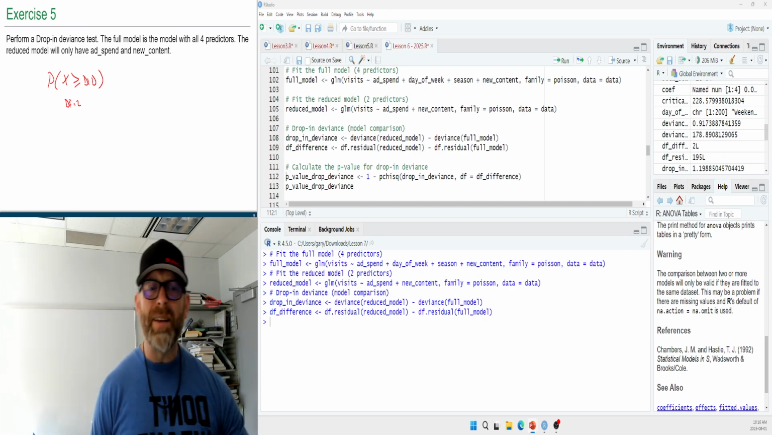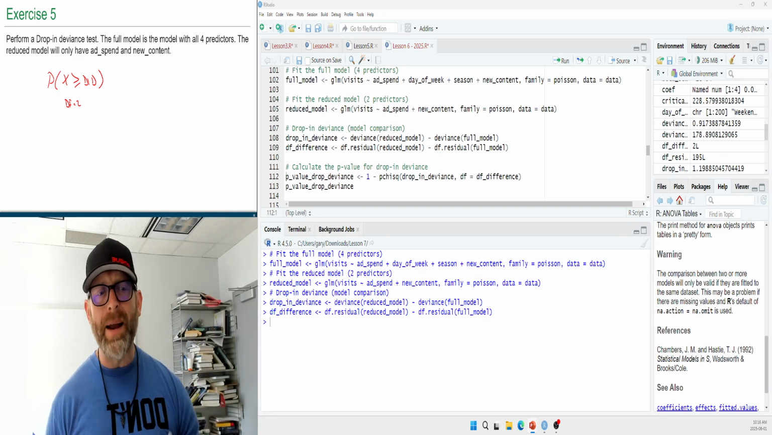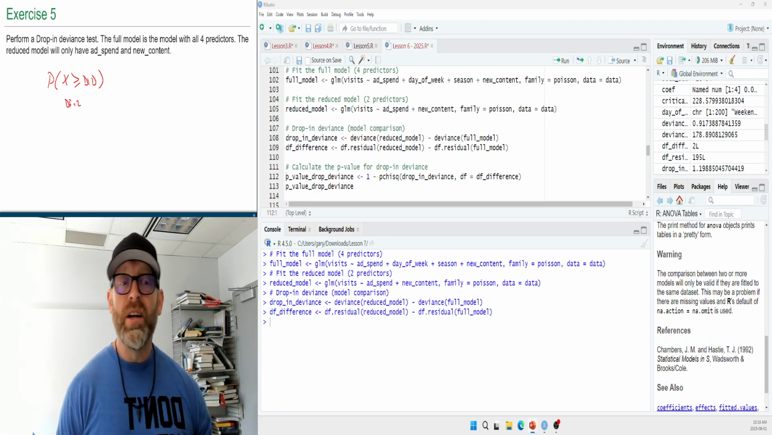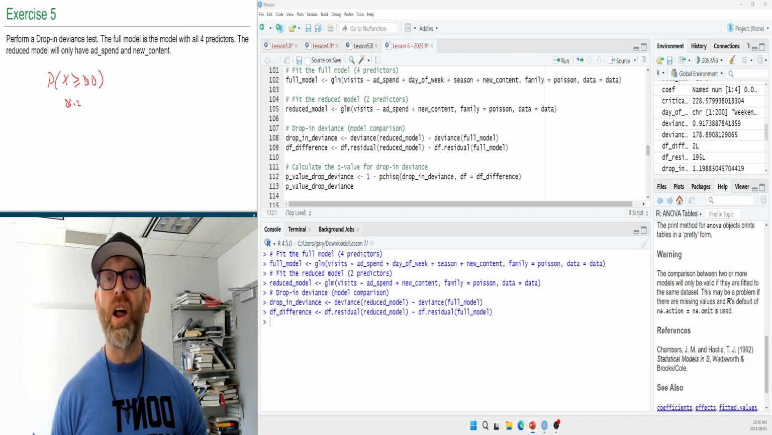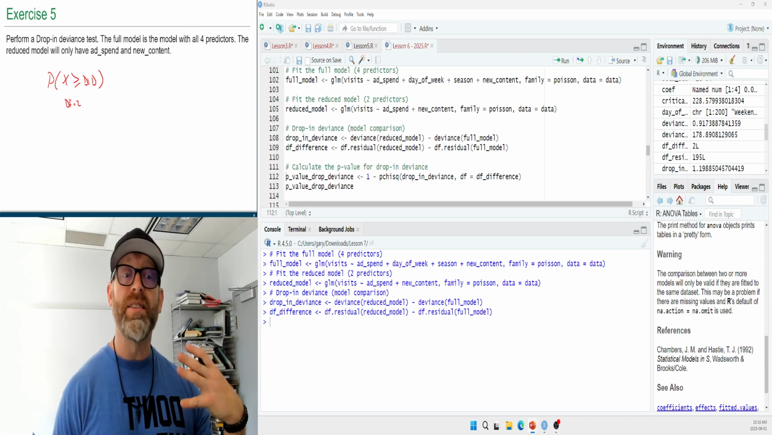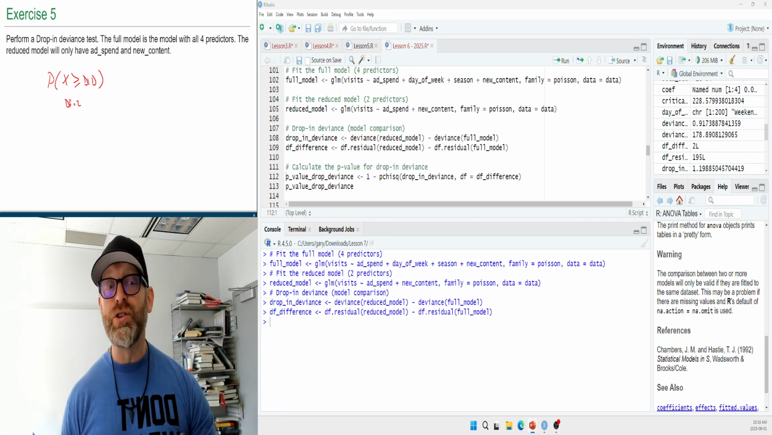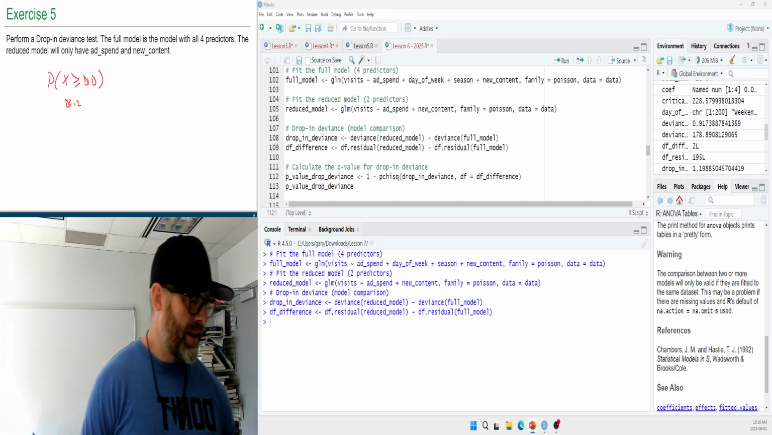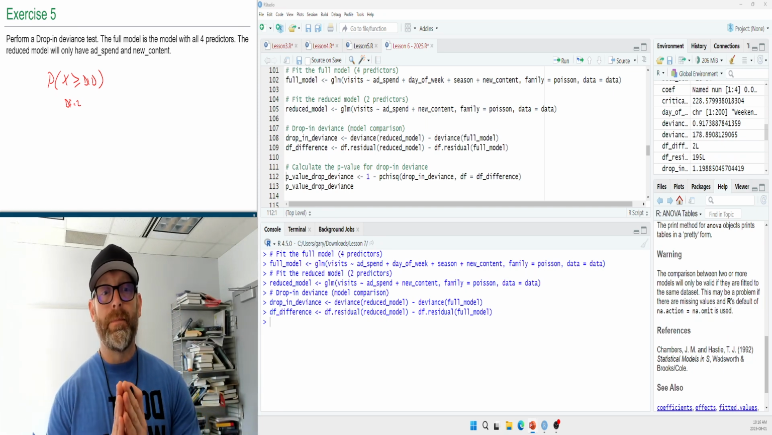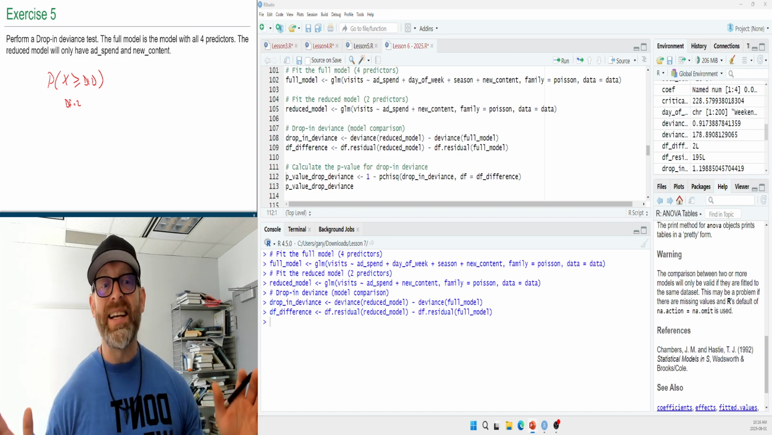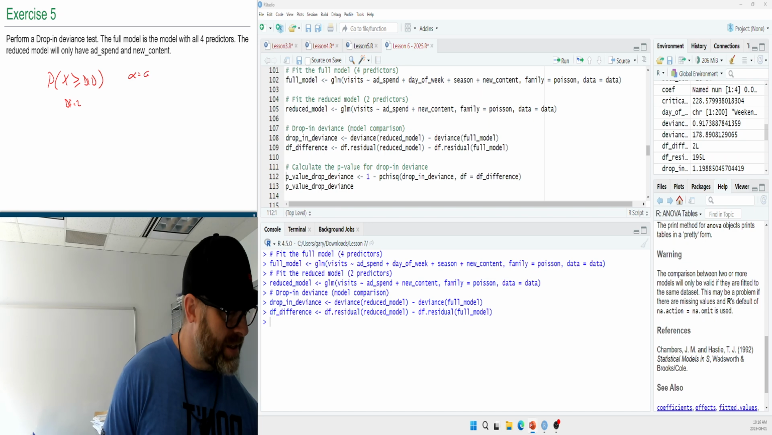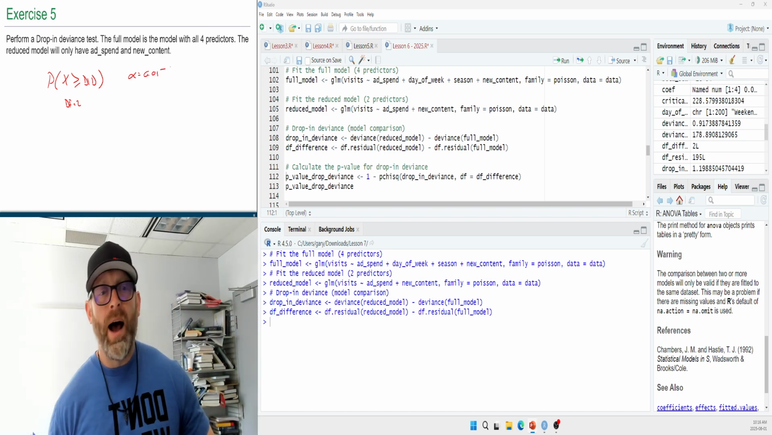So what is the probability? If we ran this experiment over and over again, what's the probability that we would get this specific or larger drop in deviance if, again, that null hypothesis was true, and that null hypothesis is stating the fact that the reduced model is adequate enough? So if the probability of us seeing this is less than alpha, where alpha, if not overly stated, is 0.05.